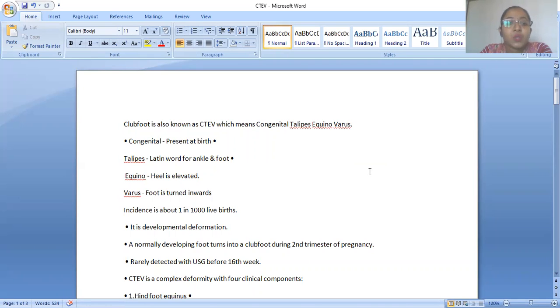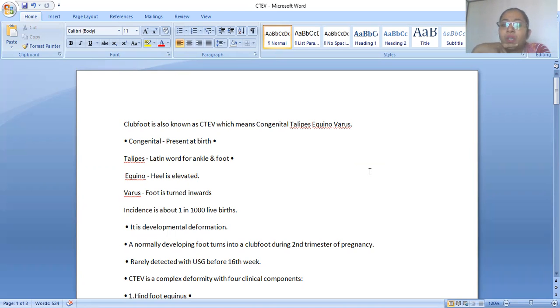Starting the explanation. So clubfoot is also known as CTEV, which means congenital talipes equinovarus. If we divide the words and try to understand what CTEV is: congenital, as you all must know, means present at birth. Talipes is a Latin word that means ankle or foot. Equino means heel; it is a word also used for horses, so the heel is elevated. And the foot is inverted inwards. Okay, so it's in inversion.